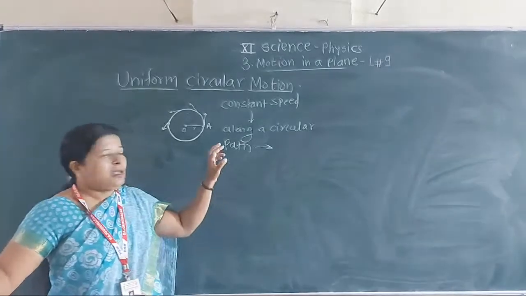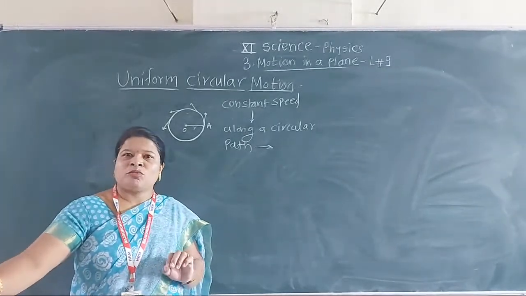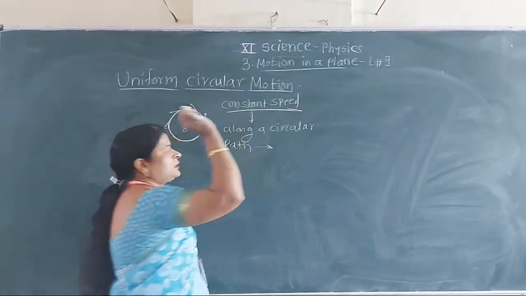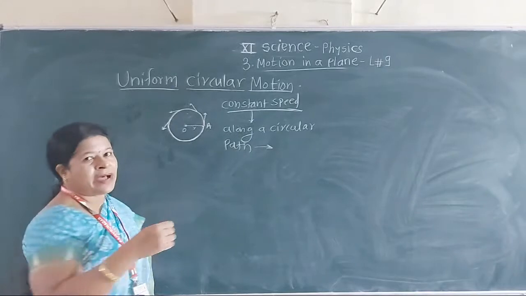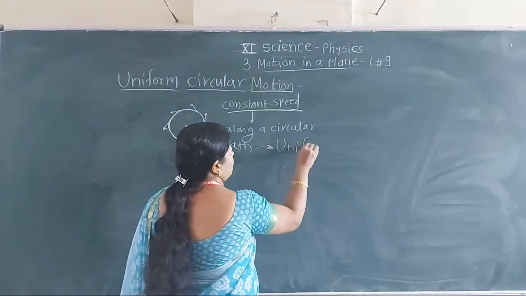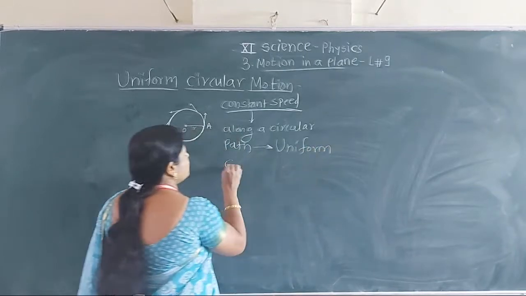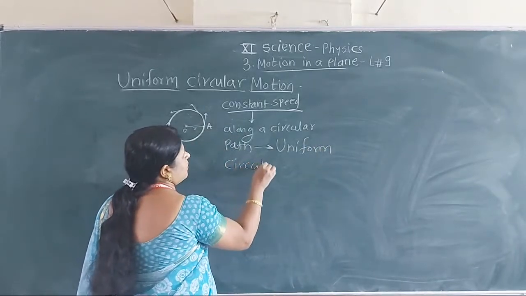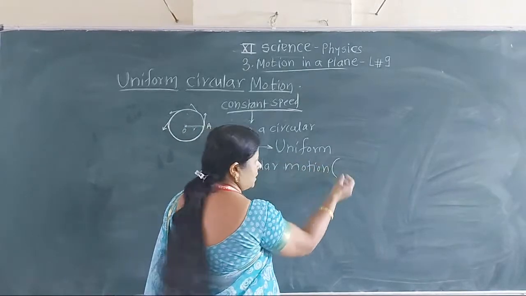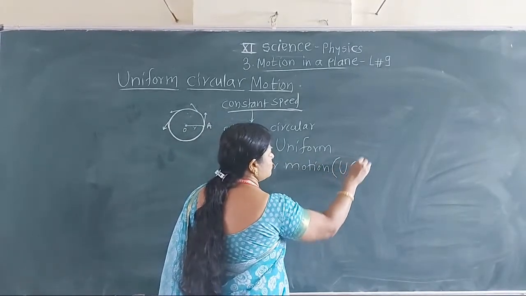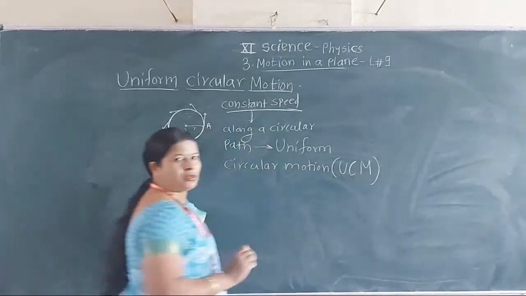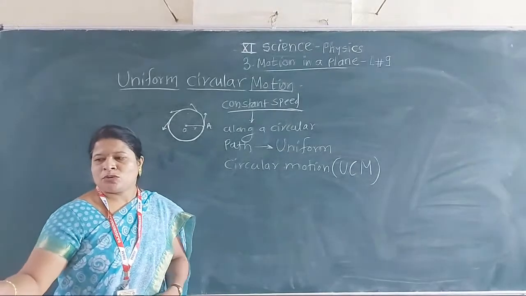I repeat again, when an object moves with a constant speed along a circular path, it is called a uniform circular motion. And this uniform circular motion, in short, we call it a UCM.